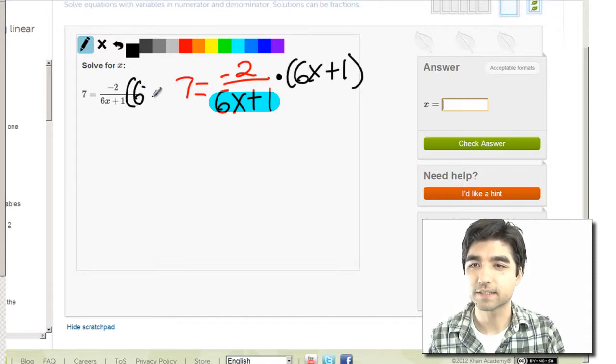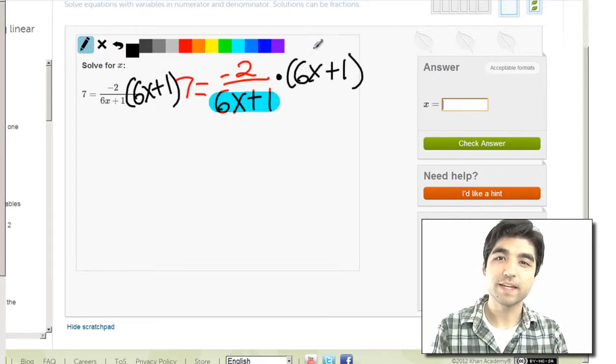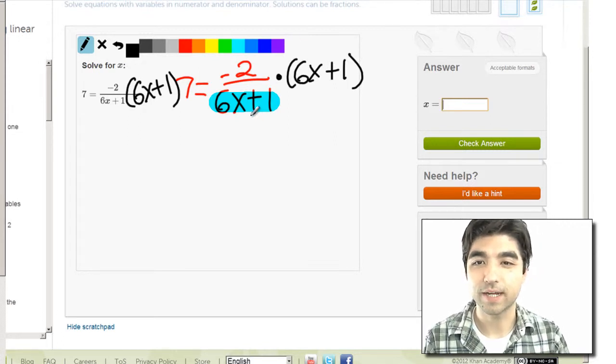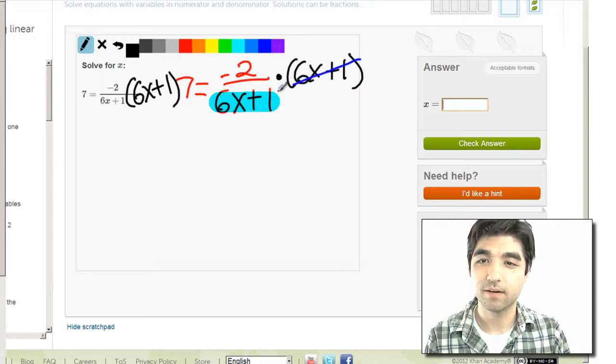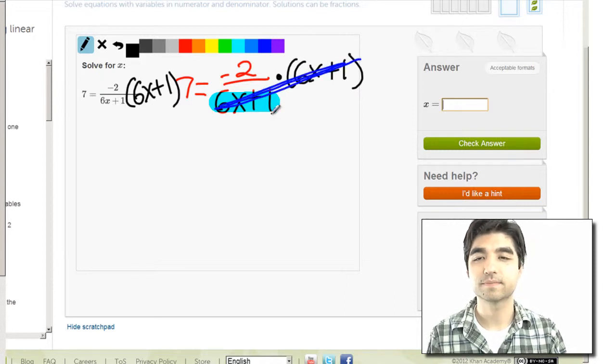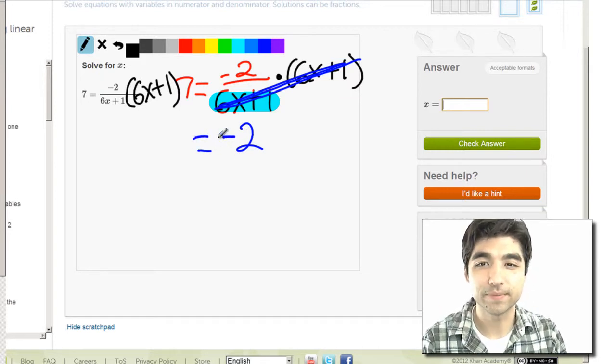Hopefully you can read that. 6x plus 1. Okay. On the right hand side, watch what happens. The 6x plus 1 divided by 6x plus 1, all that stuff cancels out, and you're just left with negative 2. So boom, we got all that off of the denominator.